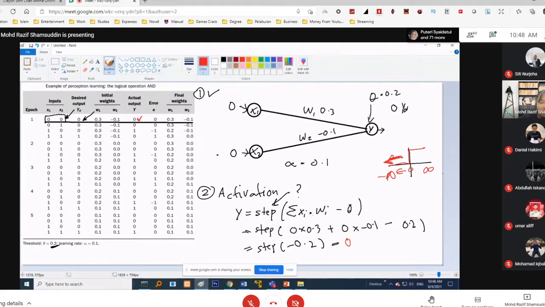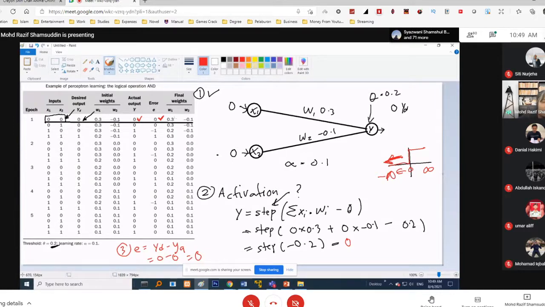Right, so Y desired. Yang ni dah habis step yang kedua ni. Step yang ketiga, saya kat sini lah step yang ketiga. Error, kita calculate error kan? Error sama Y desired minus Y actual. Which is, dulu tolak kosong, dapat kosong. Dapatlah error kosong.